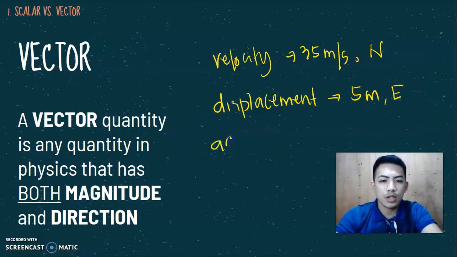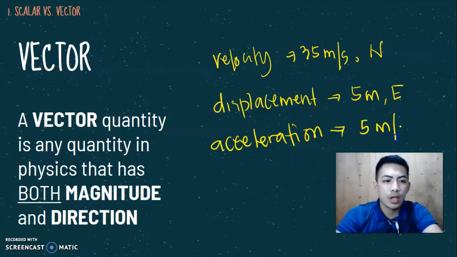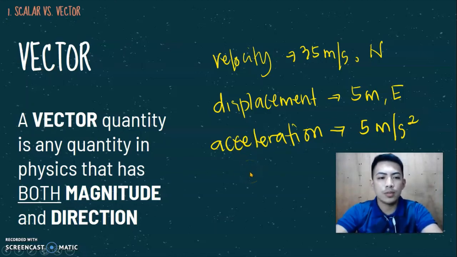We can also have acceleration. Acceleration is just a derivative of velocity. The second derivative of position is acceleration. That means we can derive acceleration from velocity, and since velocity is a vector quantity, it is logical to say that acceleration is also a vector quantity. So we can have 5 meters per second squared. So these are examples of vector quantities.